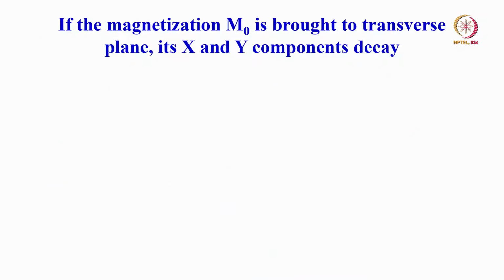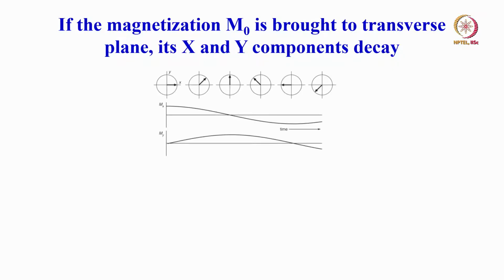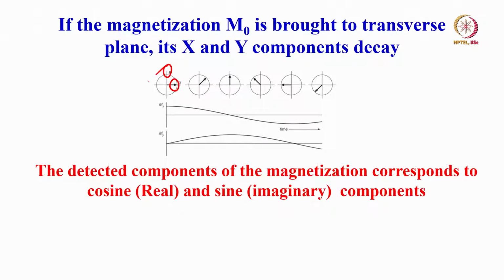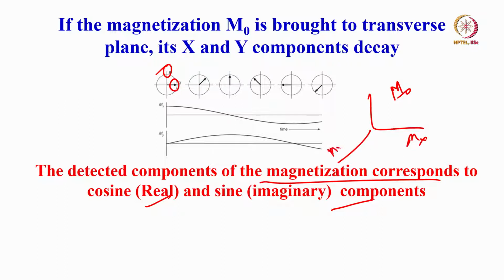The magnetization M0 is brought to the transverse plane and it decays into XY components. You will have an X component here and a Y component here. The detected components of the magnetization correspond to cosine and sine. Because in Fourier transformation, when we express it in the complex form, we have a cosine component and a sine component, both are present. So when you take a time domain signal like this and do the Fourier transformation, if I call M0 the magnetization in Fourier NMR, I can resolve this into two components, Mx and My. Mx is the X component, My is the Y component. X and Y are phase shifted by 90 degrees.